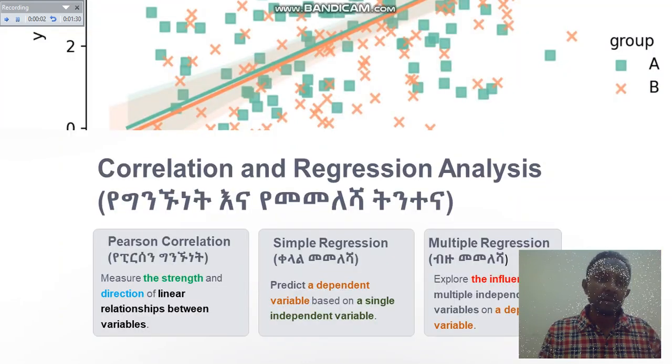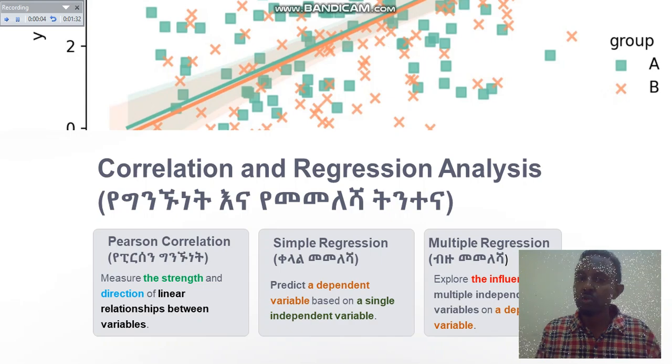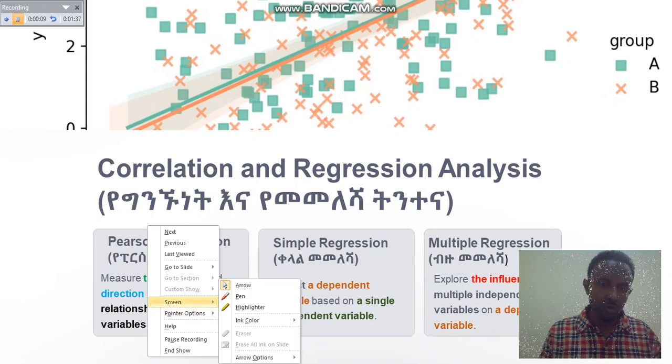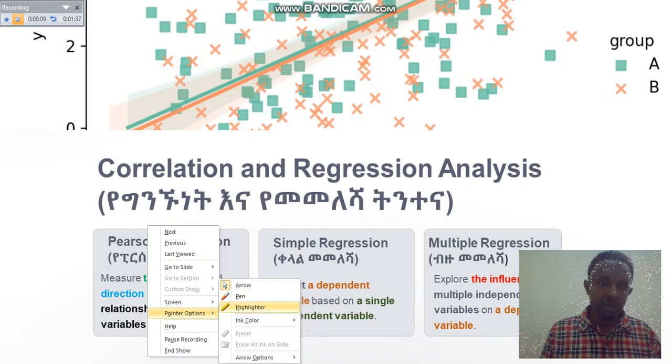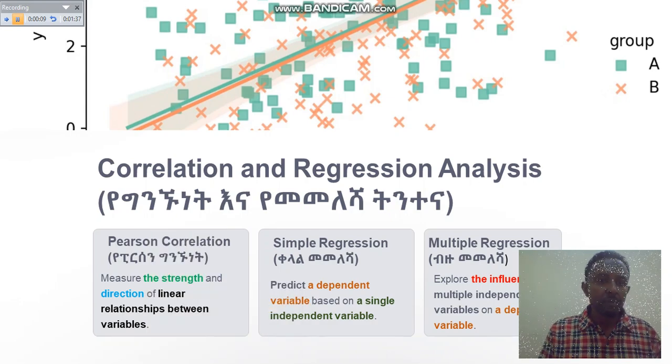And the next is about the correlation. The correlation is about the relationship. Here our focus is on the Pearson correlation. Here we can easily see that Pearson correlation is used to measure the strength and the direction of linear relationship.